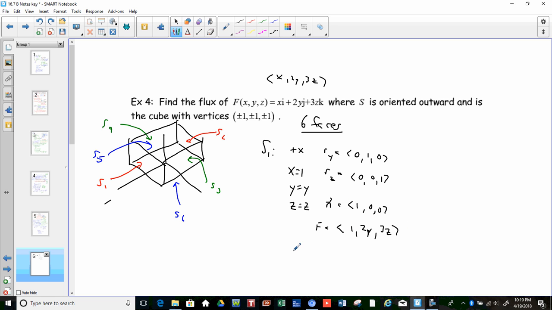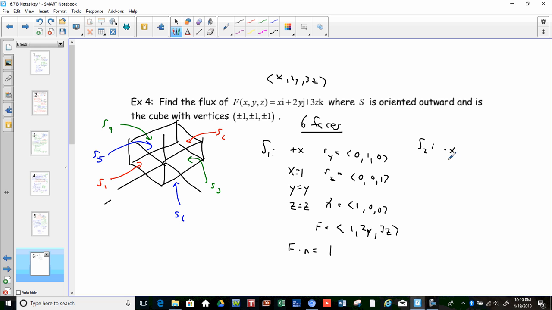If we dot them, f dot n, I'm going to get 1, 0, 0. So I'm going to get 1. Okay, that's really nice. We'll do all the integration of all these things later. S2, we want to be in the negative x direction. It's this face, so outwardly oriented is in the negative x direction. So we want that to be in our negative x direction.